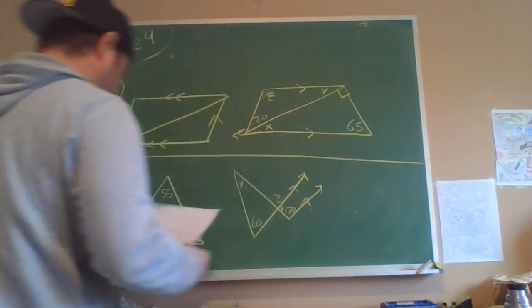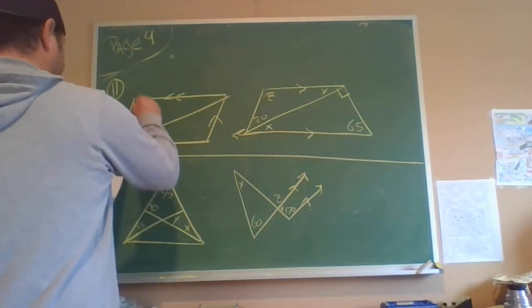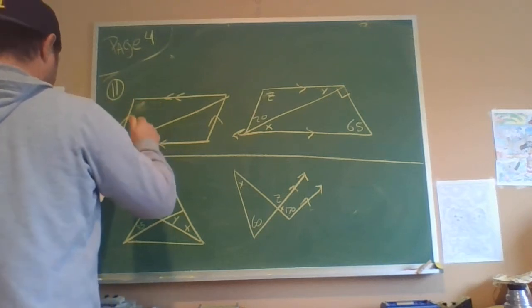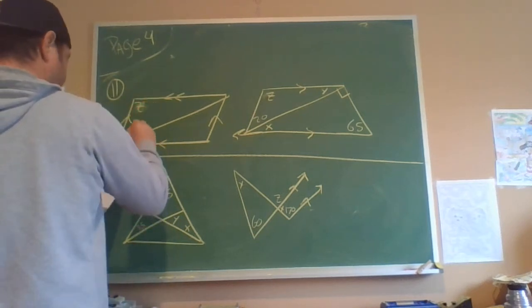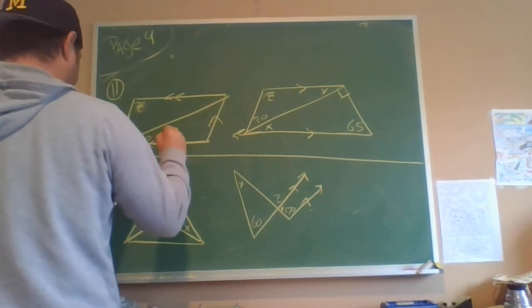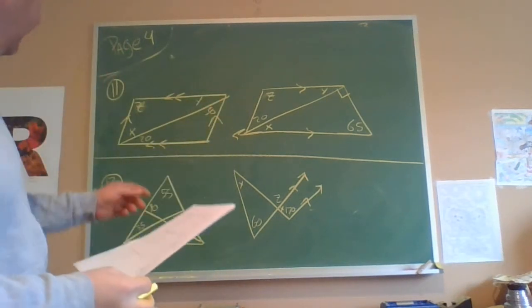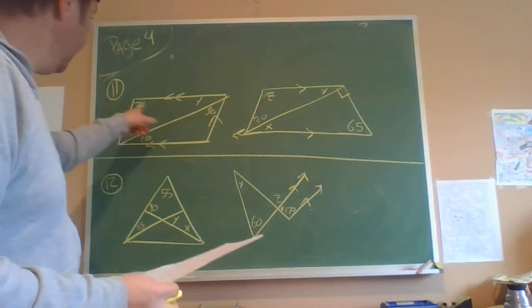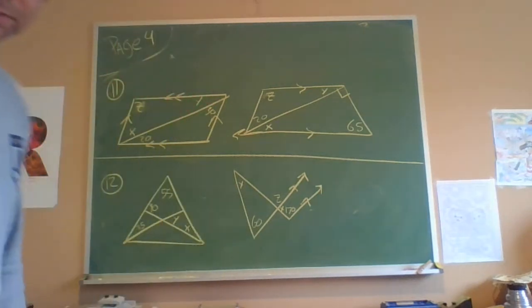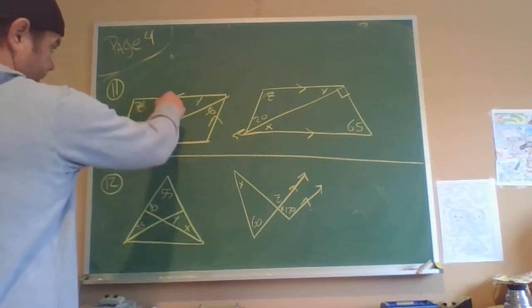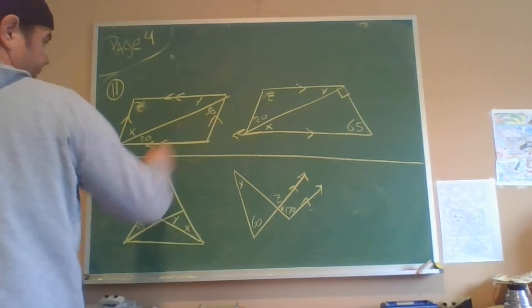All right, so with 11 we've got this parallelogram, and it's kind of hard to see the letters in there because they're so small, but this is what they say. We've got to figure out the values of x, y, and z here. So what are we going to do? Well, this is a parallelogram. These opposite sides are parallel, and so are these opposite sides.